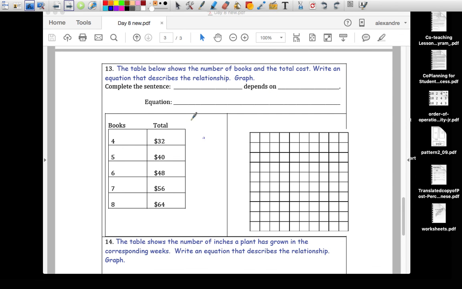Complete the sentence, remember? Does the books depend on the total, or does the total that you spend depend on the books? I'm hoping it will say the total cost, or the total you spend, depends on the books. Right? If you pick one book, you only pay a certain amount. The more books you pick, the higher your total. So the total definitely depends on the books.